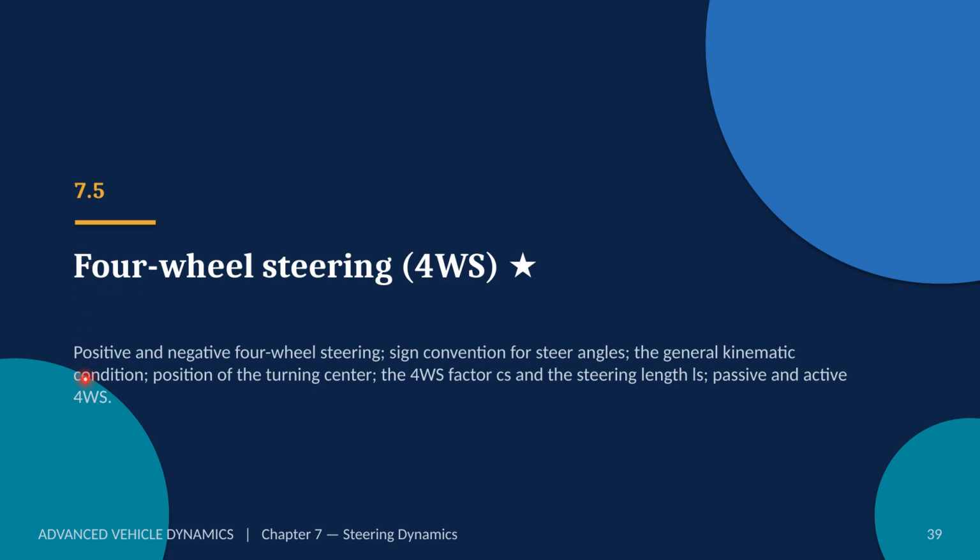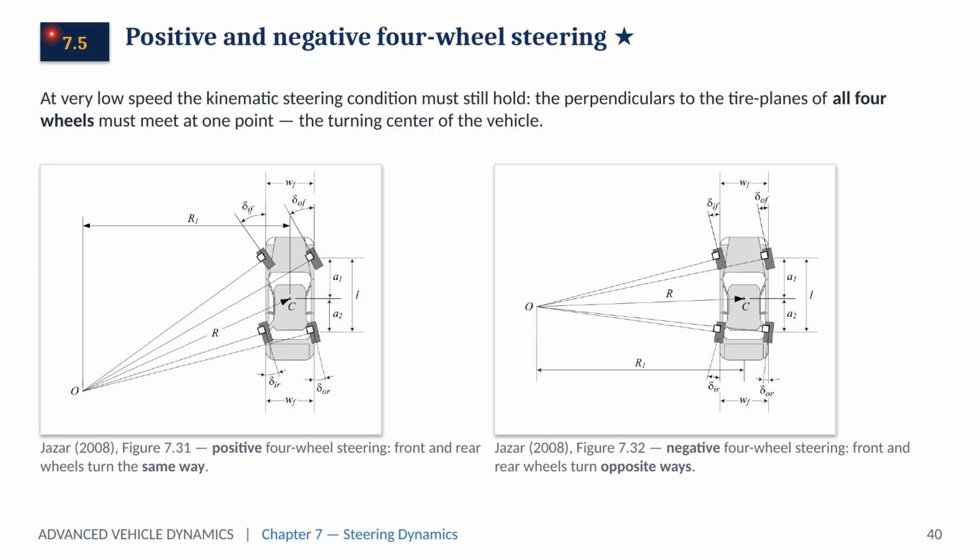This is advanced material, so grasp the main ideas. The basic principle does not change. At very low speed, the kinematic steering condition must still hold. The perpendiculars to the tire planes of all four wheels must meet at a single point, and that point is the turning center of the vehicle. What is new is that all four wheels now take part in fixing where that point lies.